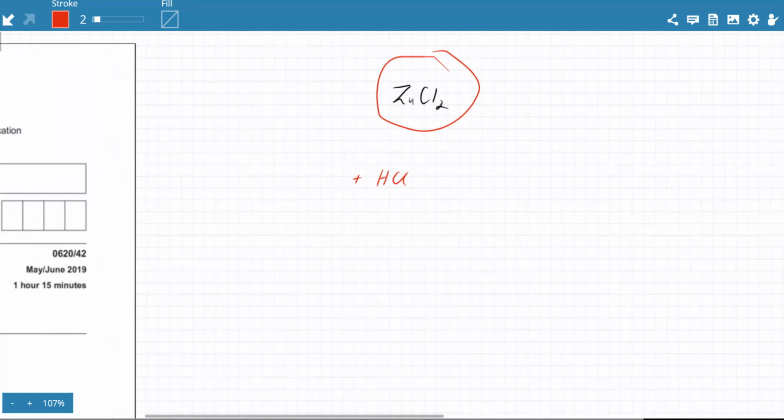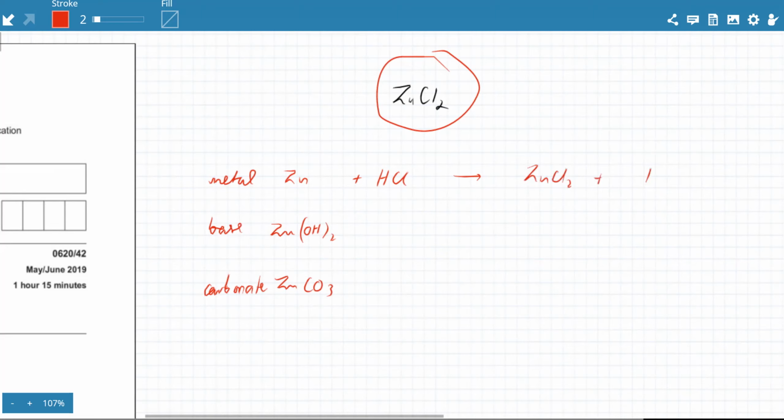Maybe you can use zinc. Okay, zinc hydroxide. I can use zinc hydroxide as well, a base. There are three reactions. It's either a metal, or a base, a metal hydroxide, or a carbonate, which is also a base. So you have three reactions in which a salt would be produced.